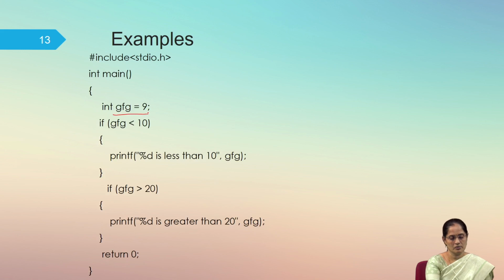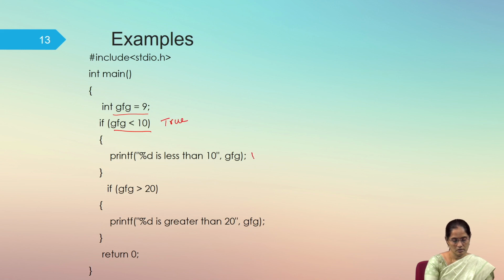Then we will see one more example in which GFG is a variable which is assigned the value 9. We check for the condition GFG less than 10. Is it less than 10? Yes, it is less than 10. So, the condition becomes true here. So, if the condition becomes true, it is able to execute this block of statements.